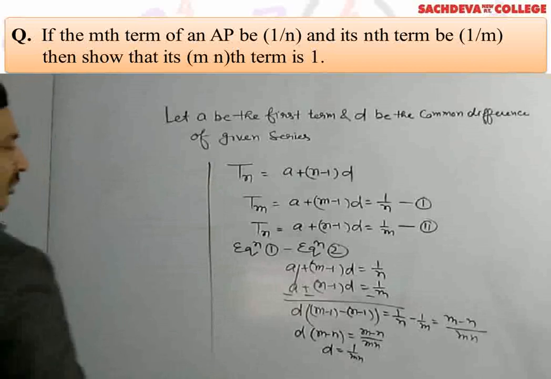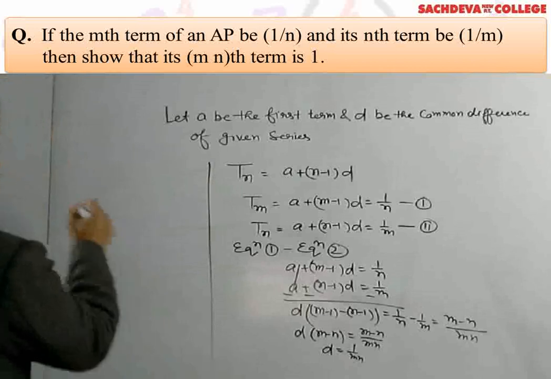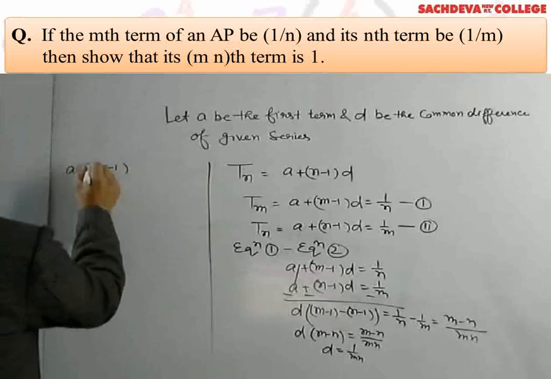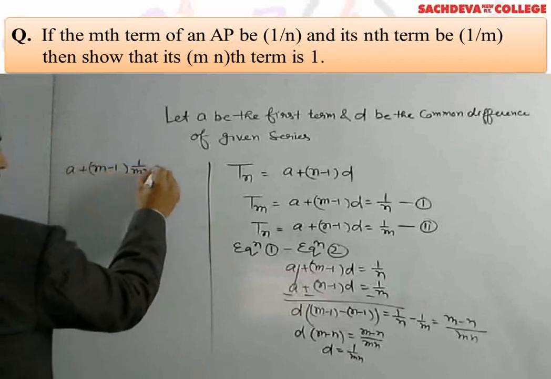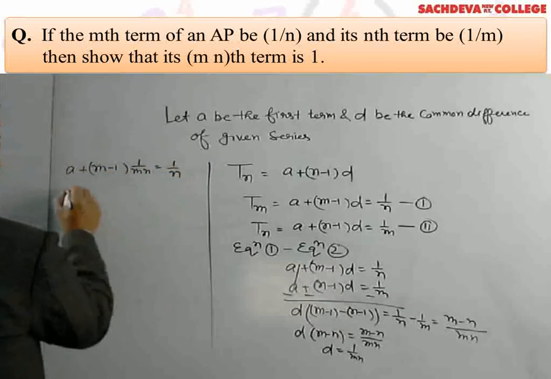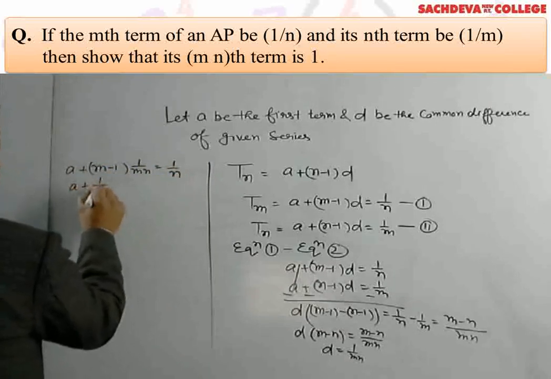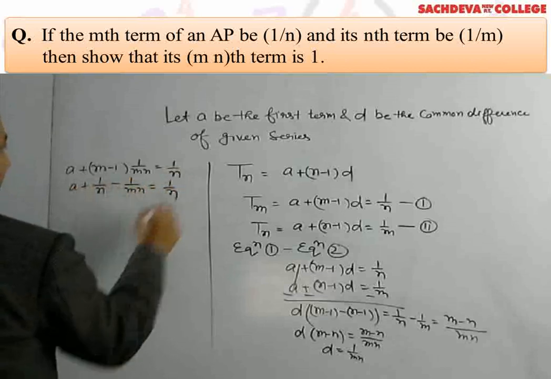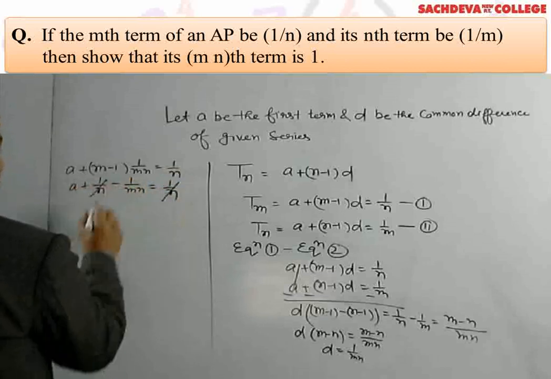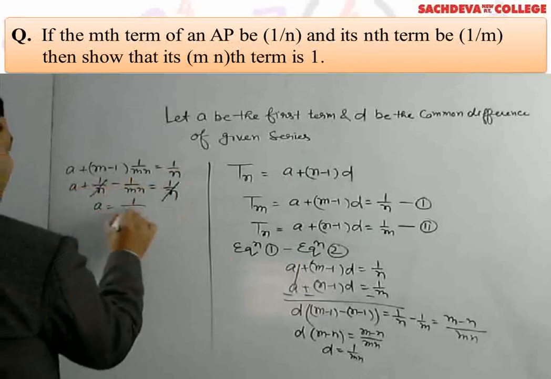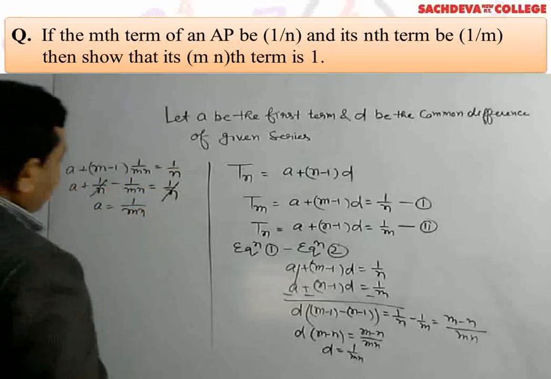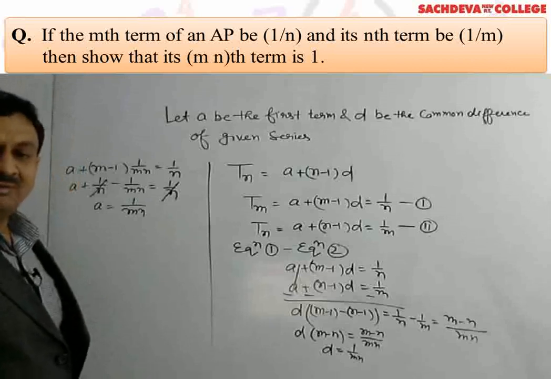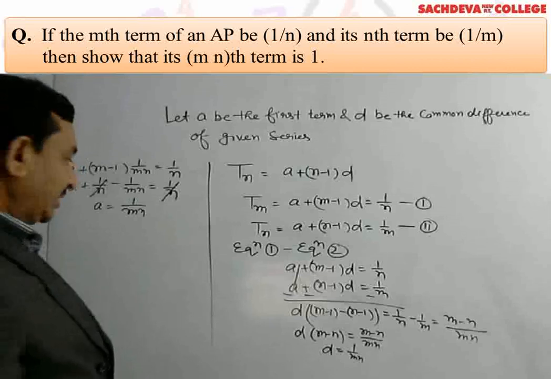Now on putting the value of D in equation number 1, we find A plus (m minus 1) into 1 upon mn is equal to 1 upon n, or A plus 1 upon n minus 1 upon mn is equal to 1 upon n. So 1 upon n cancels by 1 upon n, or we find A will be equal to 1 upon mn. So the first term is 1 upon mn and the common difference is also 1 upon mn, but we want to find here the mnth term of the series.